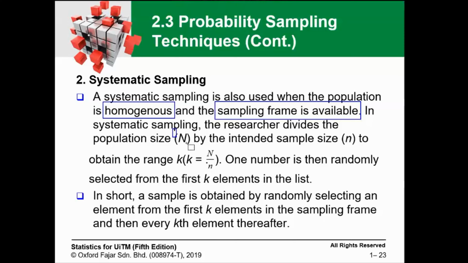Okay. So what is the probability sampling technique? Probability sampling techniques are used when a researcher plans to make inferences about the population, and the sampling frame where the sample is to be selected is available. So here we have the sampling frame available.